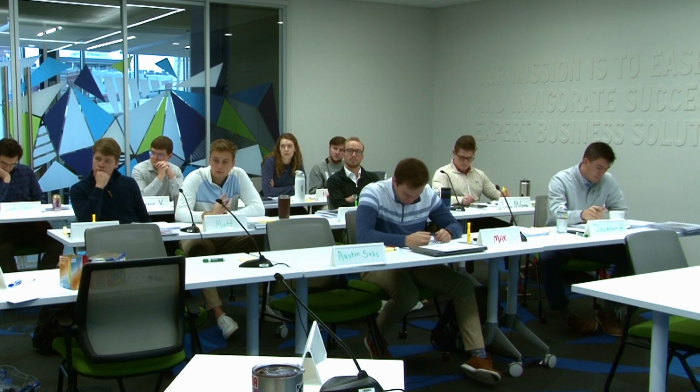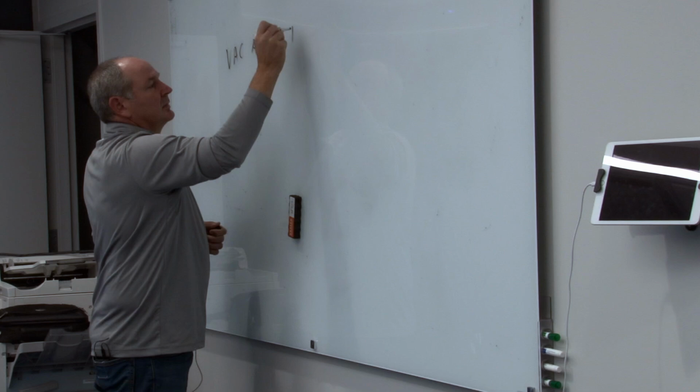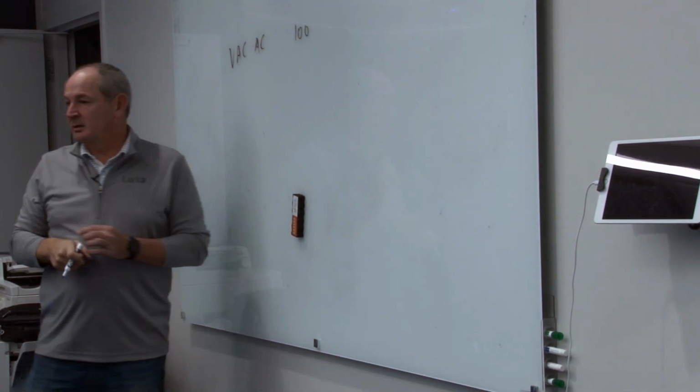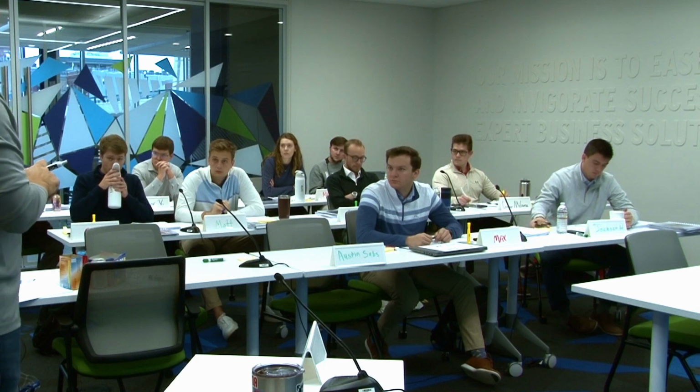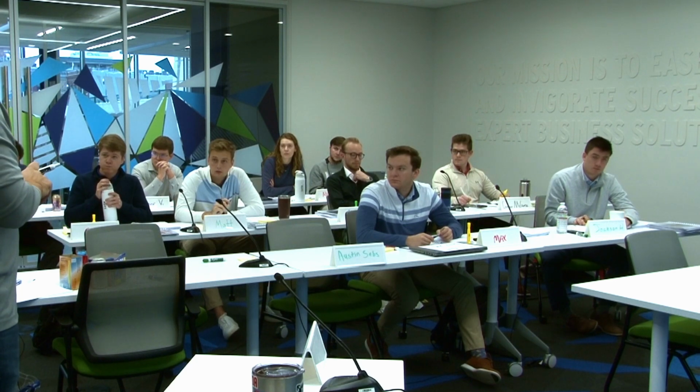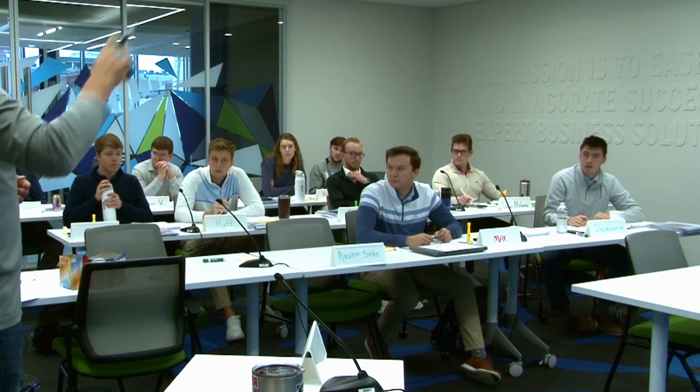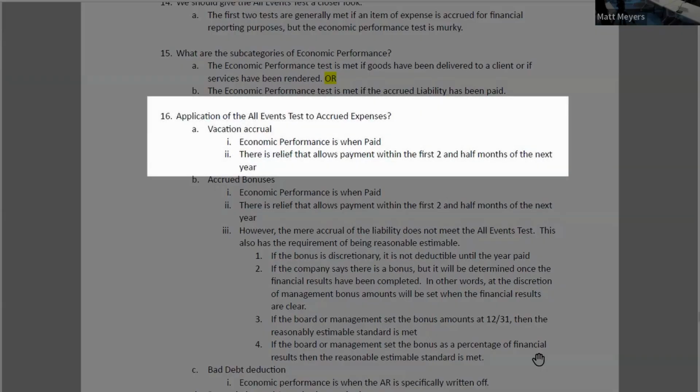So let's see. If I know my vacation accrual is $100 at the end of the year on December 31st, do I know what my amount of deduction is? I do. Yes. Are you sure? Read it again. No, because it has to be paid within the next 2.5 months.